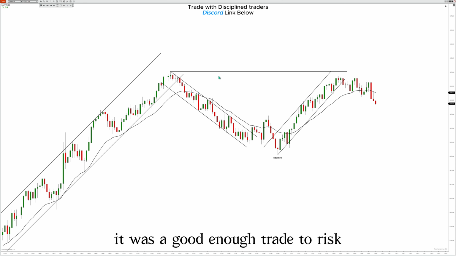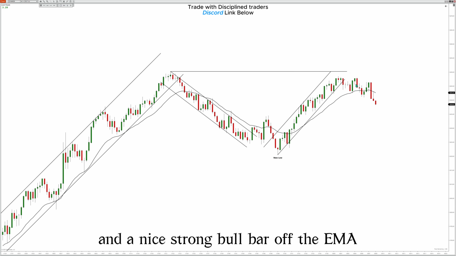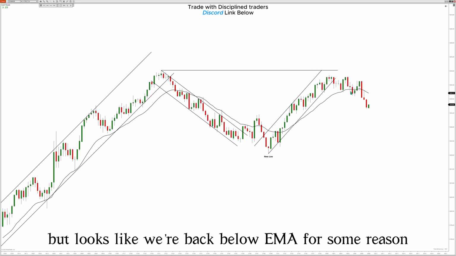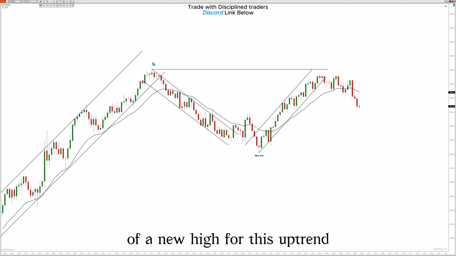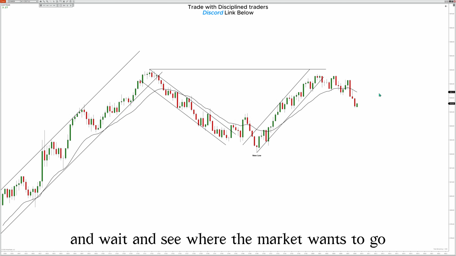It was a good enough trade to risk, considering we were this close to creating new extreme for this, and a nice strong bull bar off of the EMA. But it looks like we're back below EMA for some reason, so they might be considering this to be a test of a new high for this uptrend. So we might start a new market cycle. It's important to be patient here and wait and see where the market wants to go.